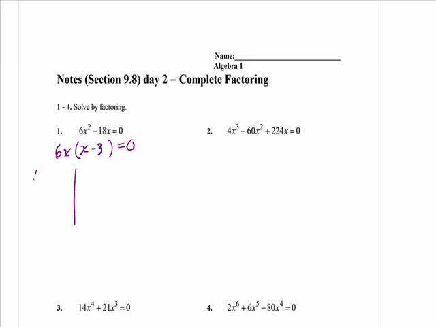Now we need to use a zero product property, set each of the factors equal to 0. And we get our two answers to be 0 and 3. That one's not too hard.